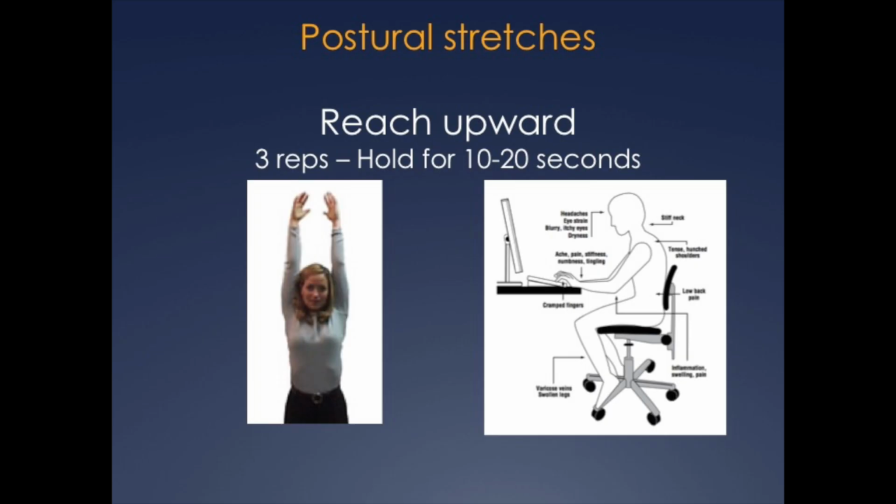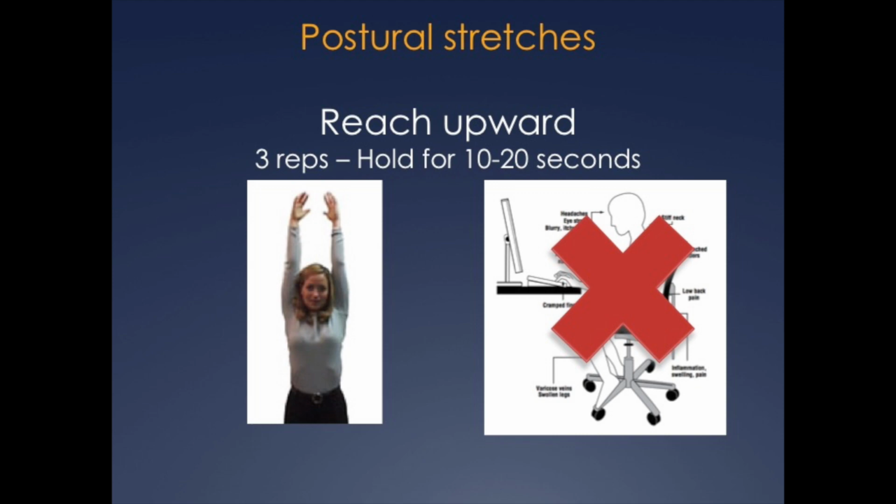The first one I want to do isn't a stretch, it's just a reach upward. When you're sitting at the computer, oftentimes we sit slouched, in a forward flexed position. Our spine is in what's called forward flexion. When we slouch like that, the disc material starts to migrate towards the back, putting you at risk for a back injury. What this activity does is allow the disc material to redistribute.